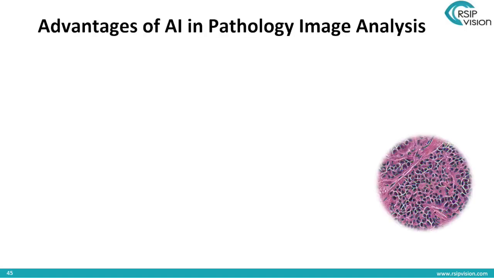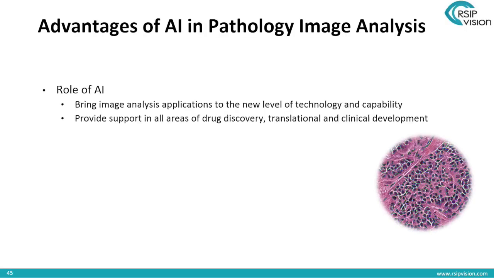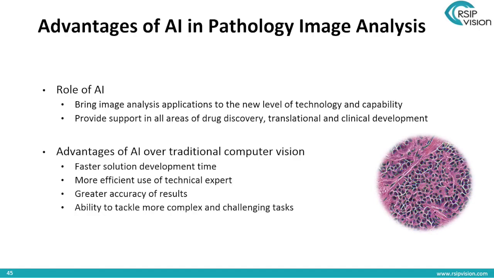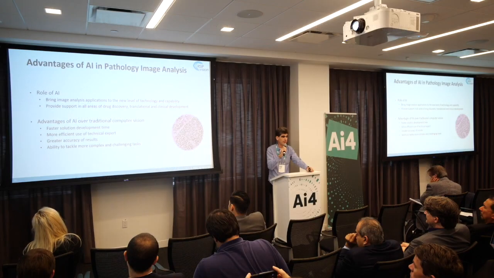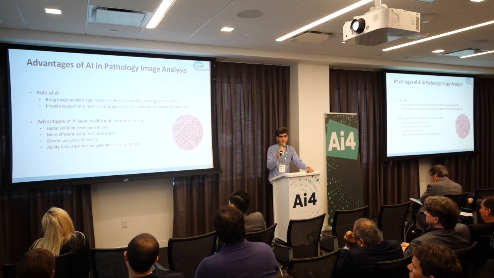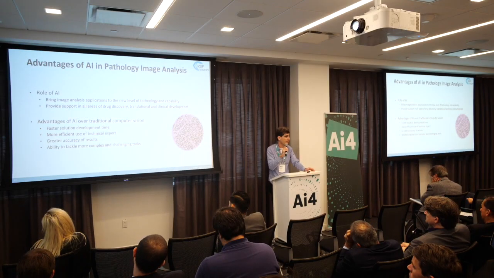Okay, conclusion. I guess you got the message. The role of AI is to bring image analysis applications. We know all this. The solution development time is much faster, it's more efficient, it's more accurate, and it's able to tackle more complex and challenging tasks that really weren't possible in the past. Which is, I guess, why we're all here.